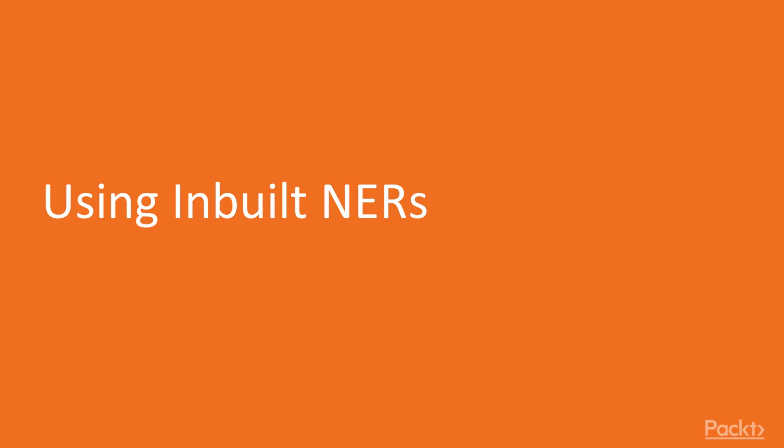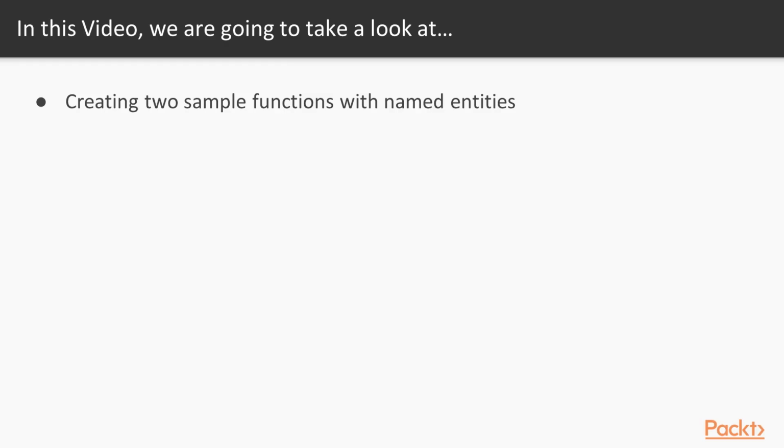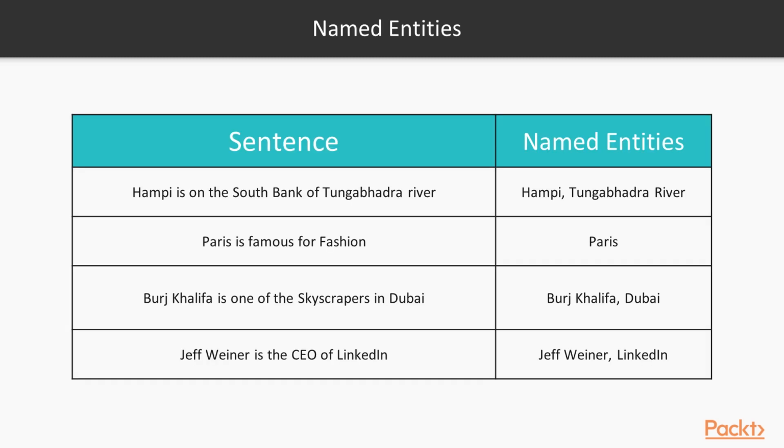Now, we move on to the first video of this section that deals with using inbuilt NERs. In this video, we're going to create two sample functions with named entities. Named entities help us understand more about what is being referred to in a given text so that we can further classify the data. These examples will help understand what named entities are.